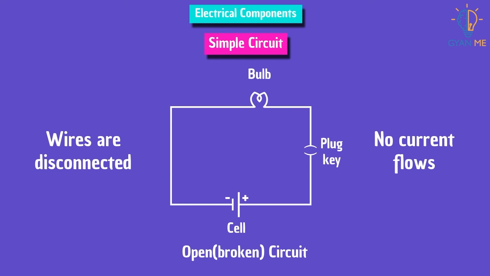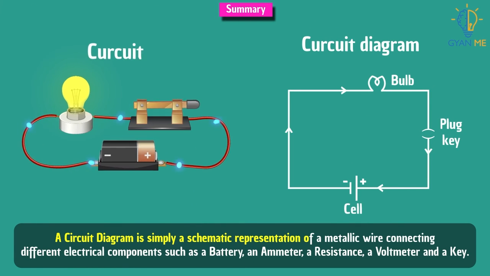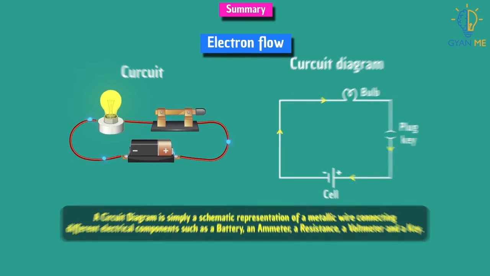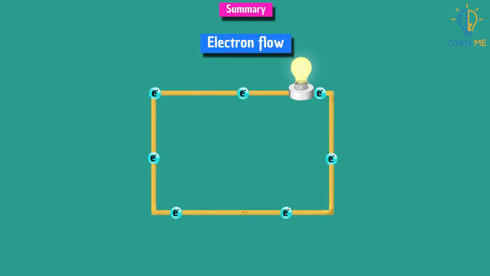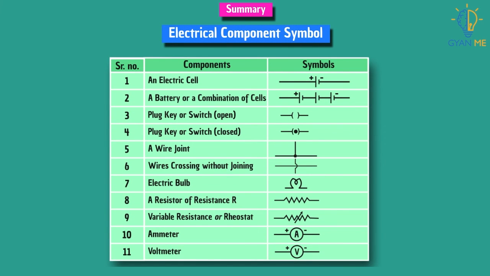So students, let's quickly recall. A circuit diagram is simply a schematic representation of a metallic wire connecting different electrical components such as a battery, an ammeter, a resistance, a voltmeter and a key. It also indicates the direction of current flowing through the connecting wires and electrical components by arrows. Electrons move from the negative terminal of the battery and flow through various components to reach the positive terminal of the battery. And lastly, we discussed all the symbols used in the diagrams of an electric circuit.